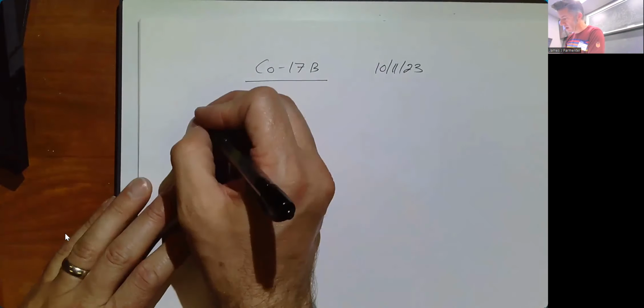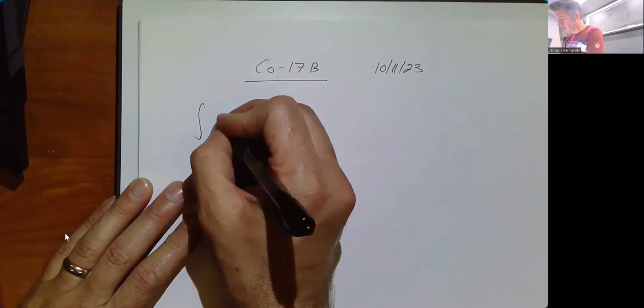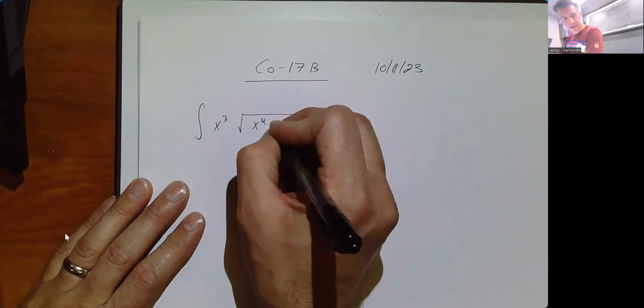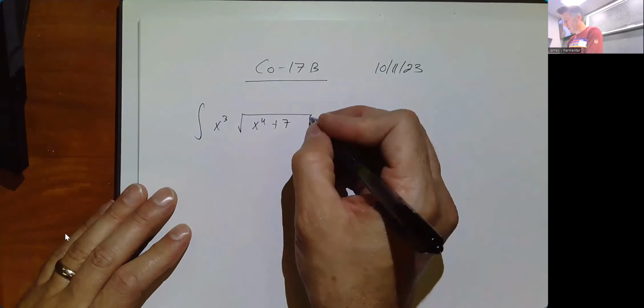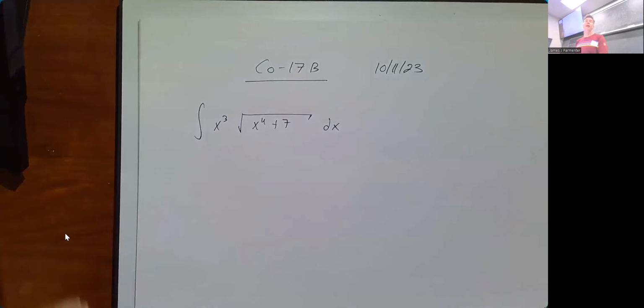And let's say we want to do the integral of x cubed times the square root of x to the fourth plus 7. Sure, let's just do an indefinite integral.